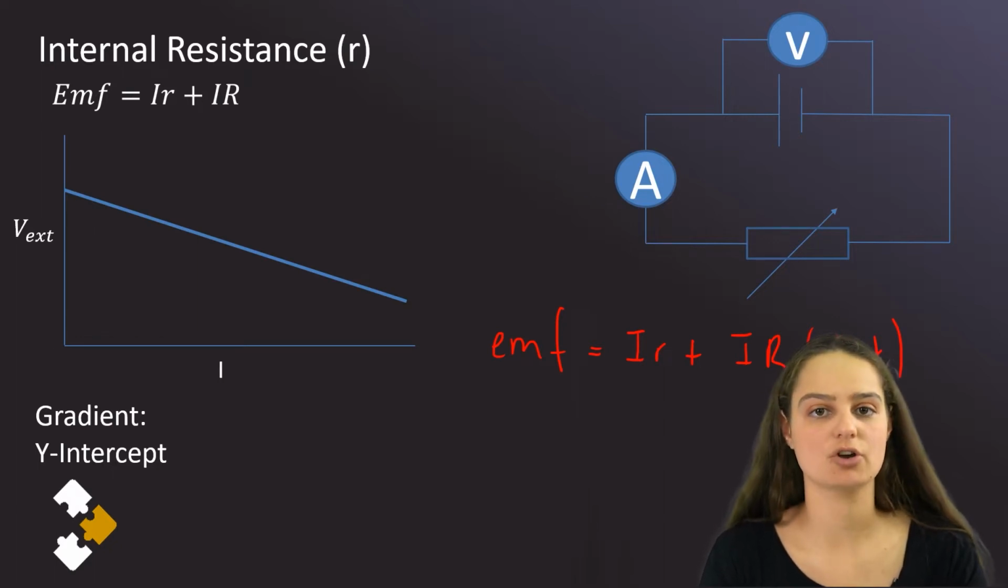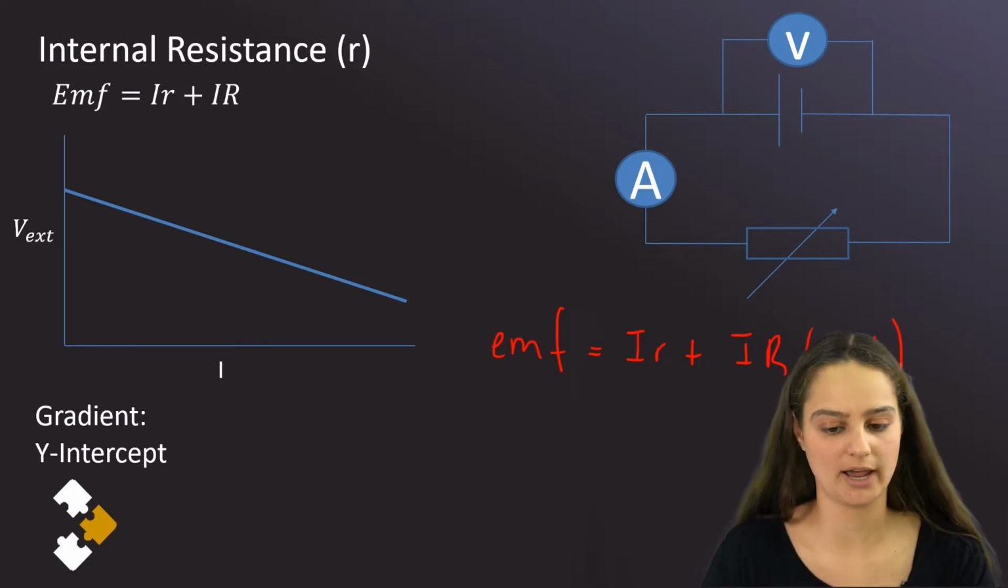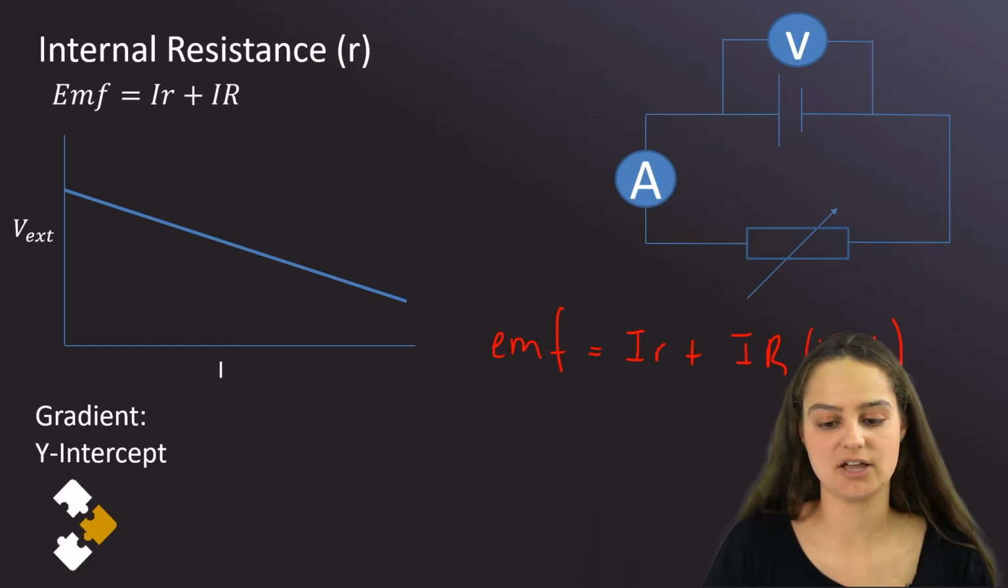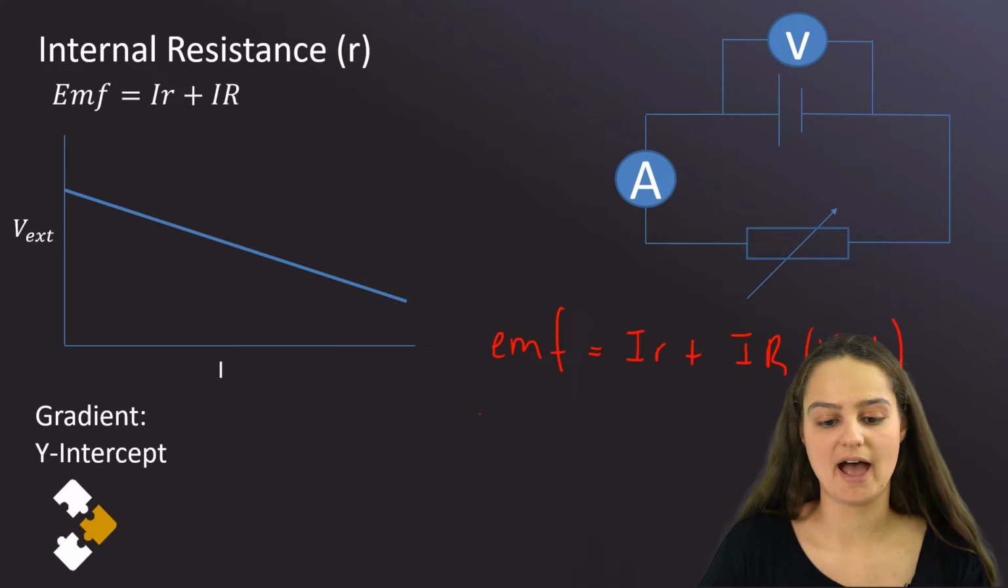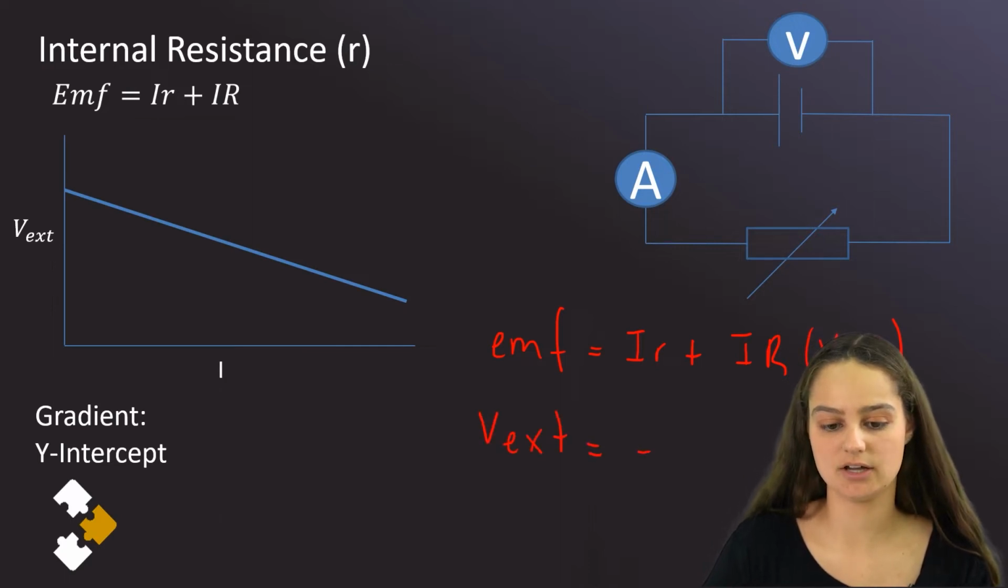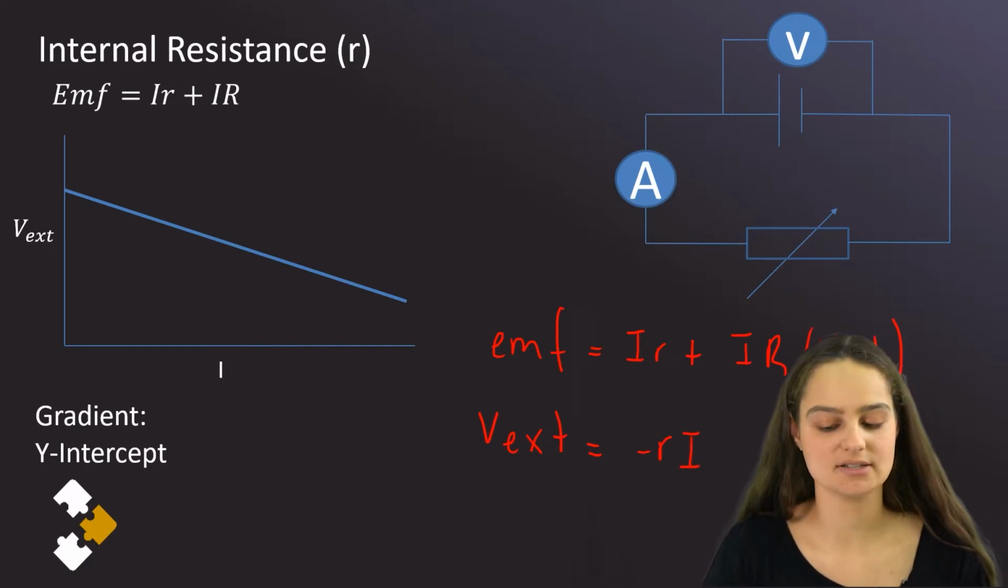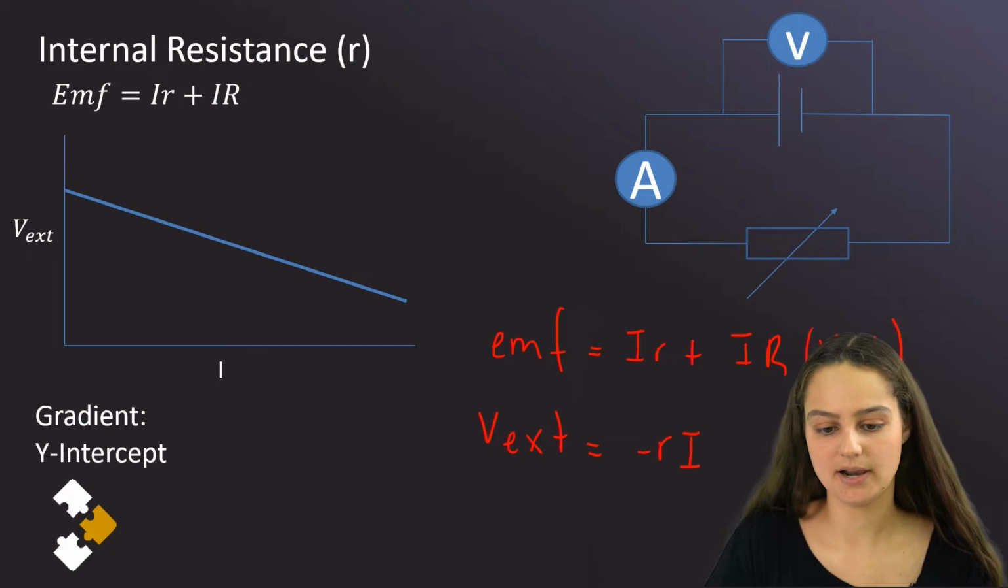We're used to seeing graphs in the format of y is equal to mx plus c, so let's get this equation looking a bit more like that. If we take the V external, or the I times big R, to the other side, we have V external is equal to negative R times big I, and you'll see why I wrote it like this in a little bit, plus the EMF.